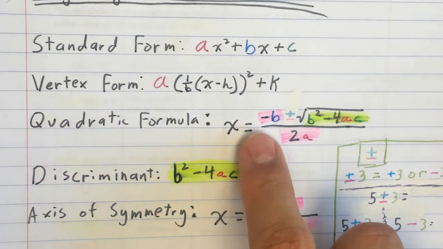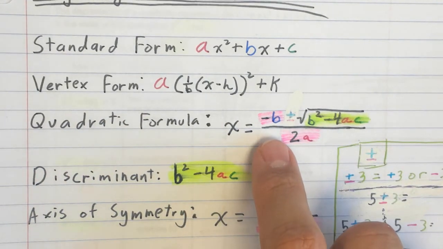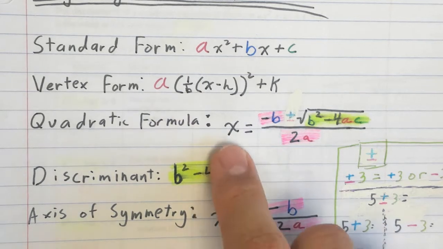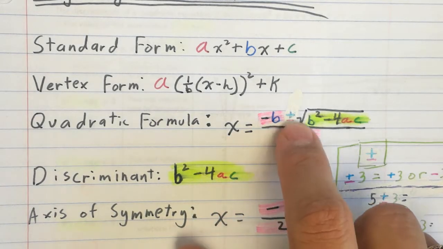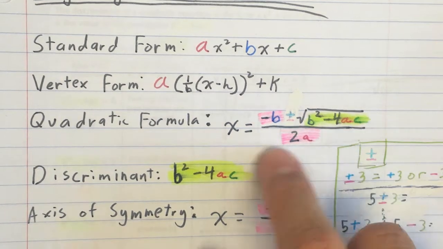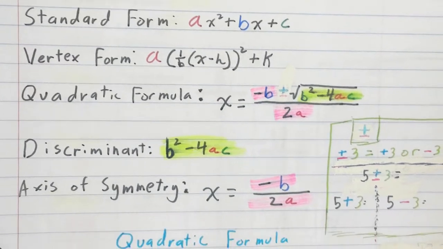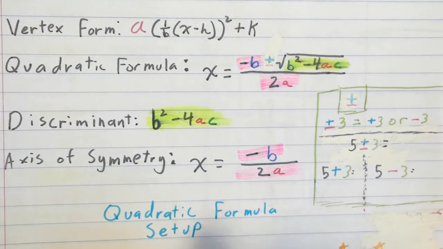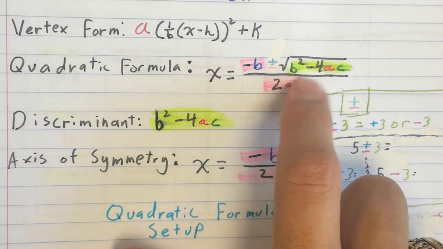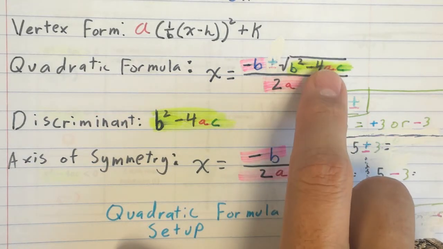Now for the quadratic formula. You don't really have to memorize this, and of course if you forget it, you can just Google quadratic formula and it will pop up all over the place. It's x equals negative b plus or minus the square root of b squared minus 4ac, and all that's over 2a. Now there's two parts to the quadratic formula.